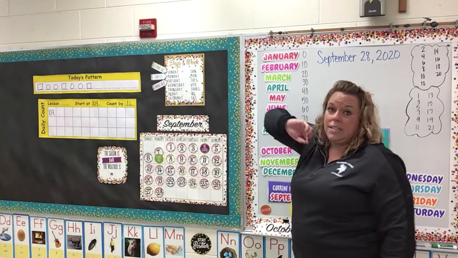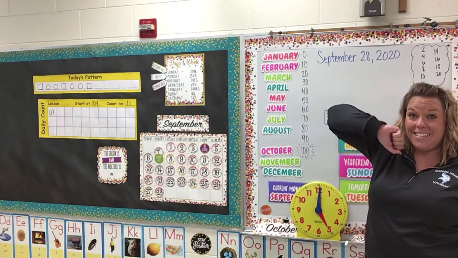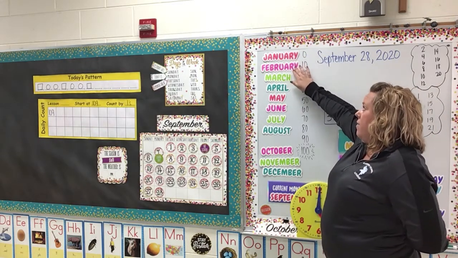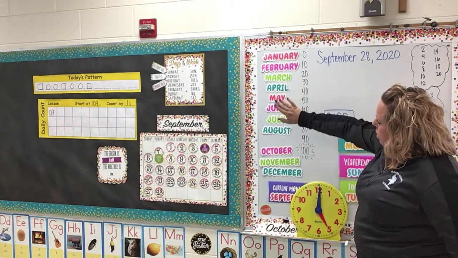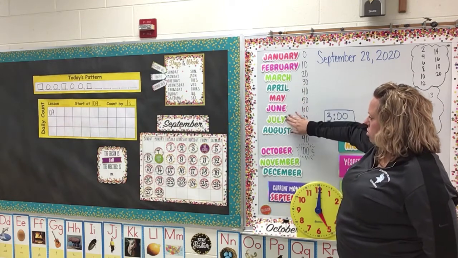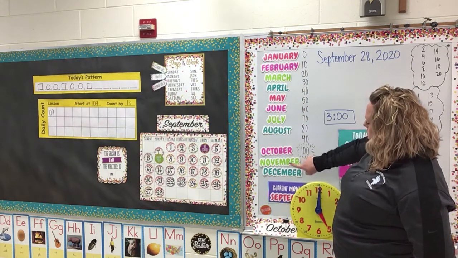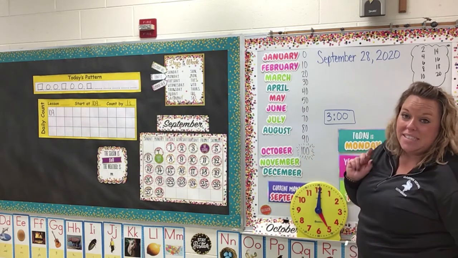We are still in September. Today we're just going to say our months of the year instead of getting up and doing the Macarena. So here we go. January, February, March, April, May, June, July, August, September, October, November, December.